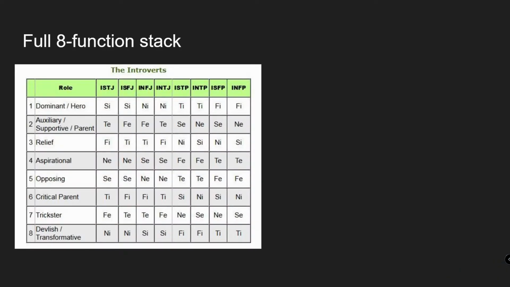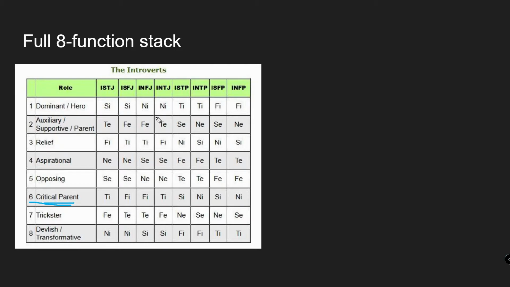So as you can see here, we have an overview of the introverts specifically. And we see the stack. We have all the 8 functions here. The critical parent is the 6th function here. So yeah, let's take a look.